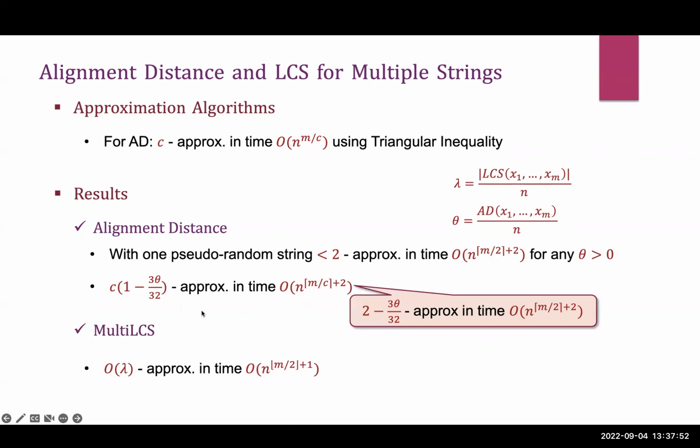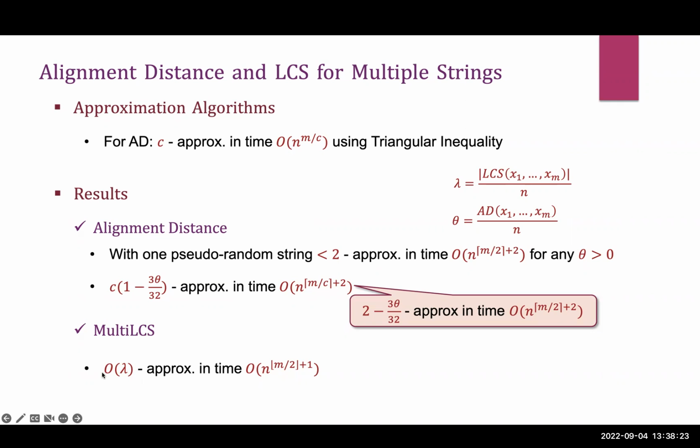Other than alignment distance, we can also show that the ideas of this algorithm can be extended for computing LCS. So we give an algorithm that provides order lambda approximation of LCS of m strings in time n to the power m over 2, where lambda is the ratio between the length of the LCS and the length of the input string. So here, if the length of the LCS is large, again omega n, then this lambda becomes constant, and in that case, we can provide a constant approximation.